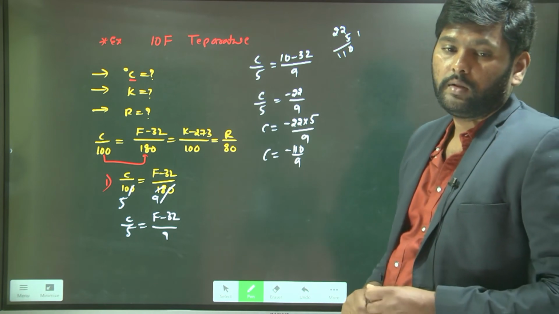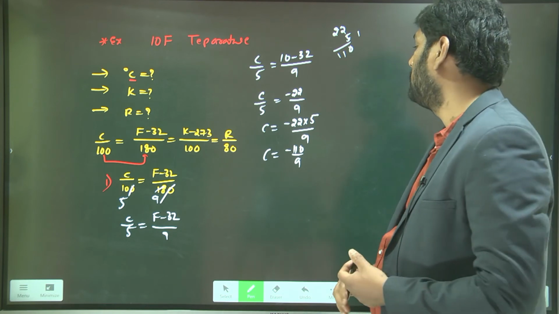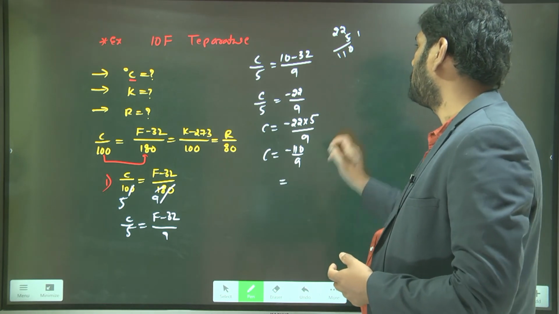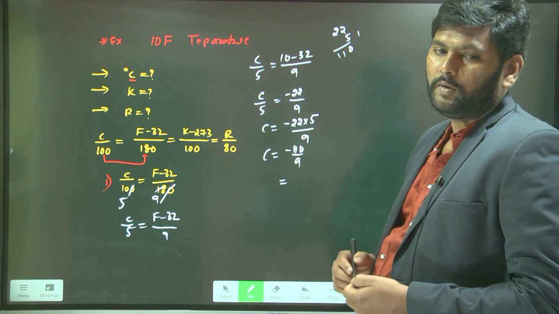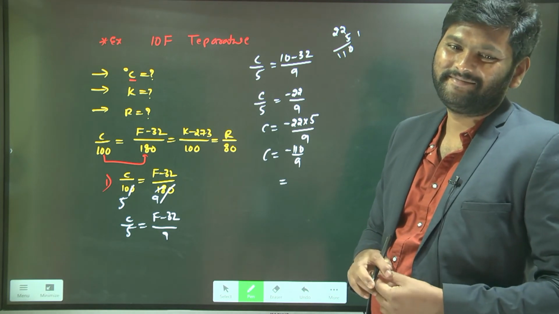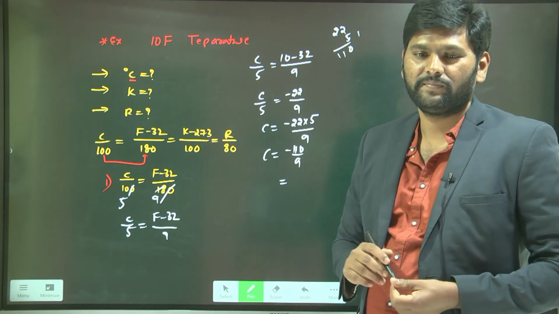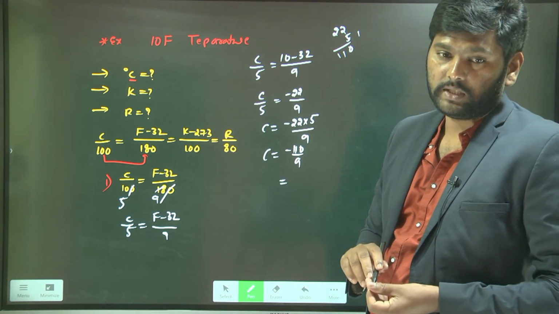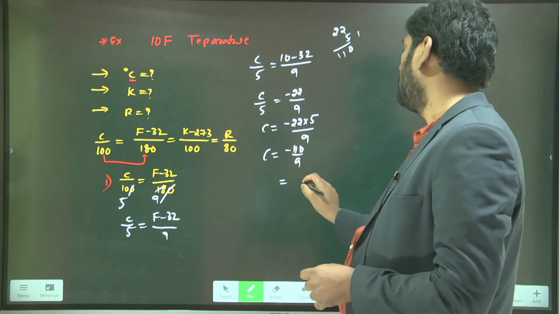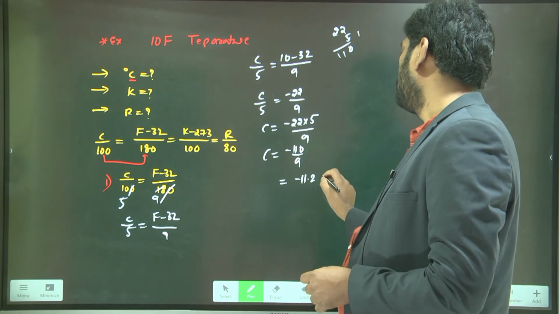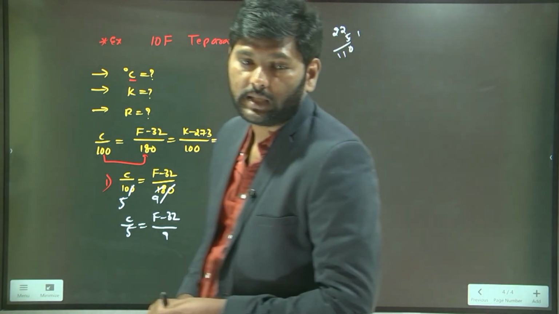Minus 110 by 9. What is the value of minus 110 by 9? How many times will it go? 11.2 or 1.2? 11.2 times it will go. So minus 11.2 degrees Celsius is your Celsius scale reading.